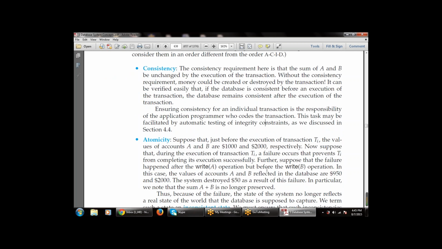Then next is atomicity. That means the different operations of a transaction will be carried out within the execution. For example, suppose that just before the execution of the transaction Ti, the values of the accounts A and B are 1000 and 2000 respectively. Now suppose that during the execution of Ti, a failure occurs that prevents Ti from completing execution successfully. That means not all operations will be carried out, and the failure occurred in the middle of the transaction. That means atomicity cannot be maintained.